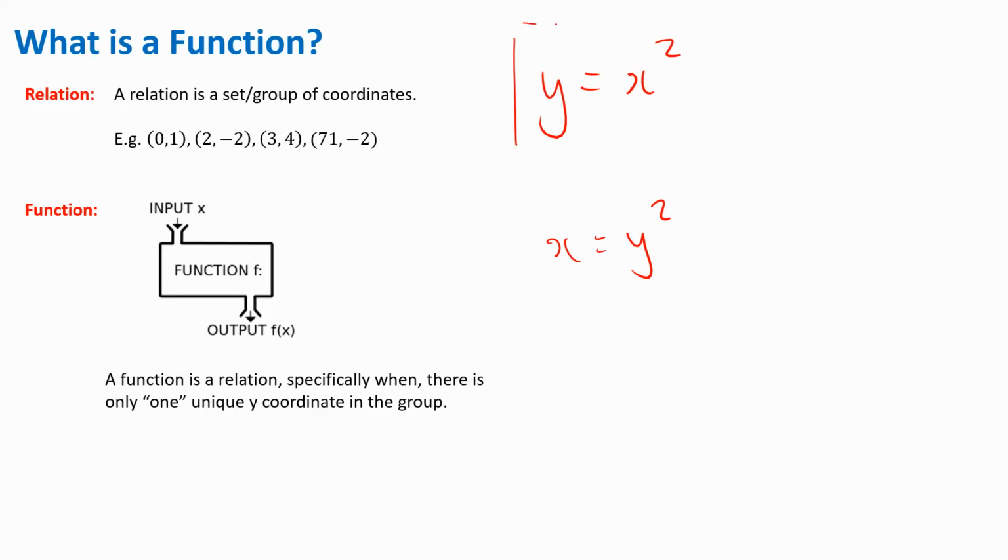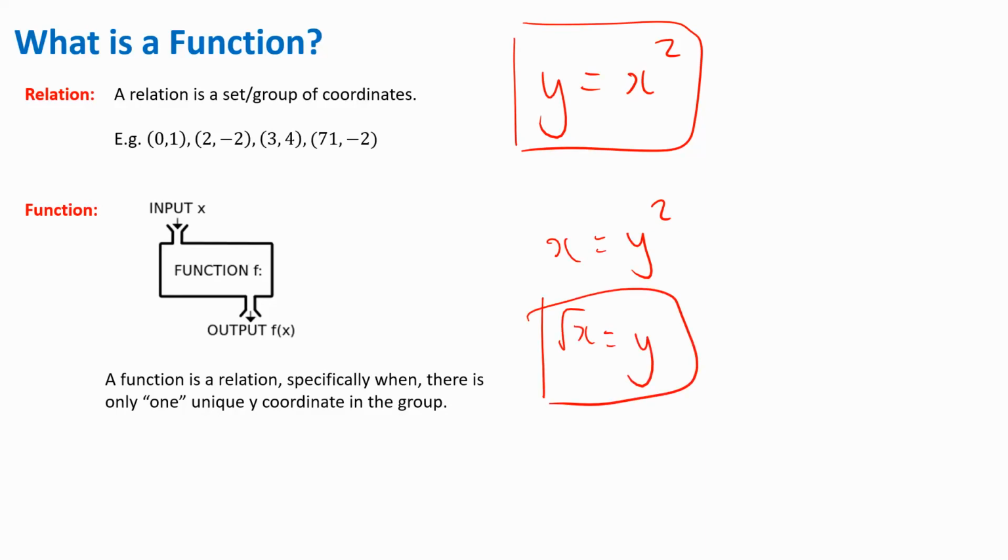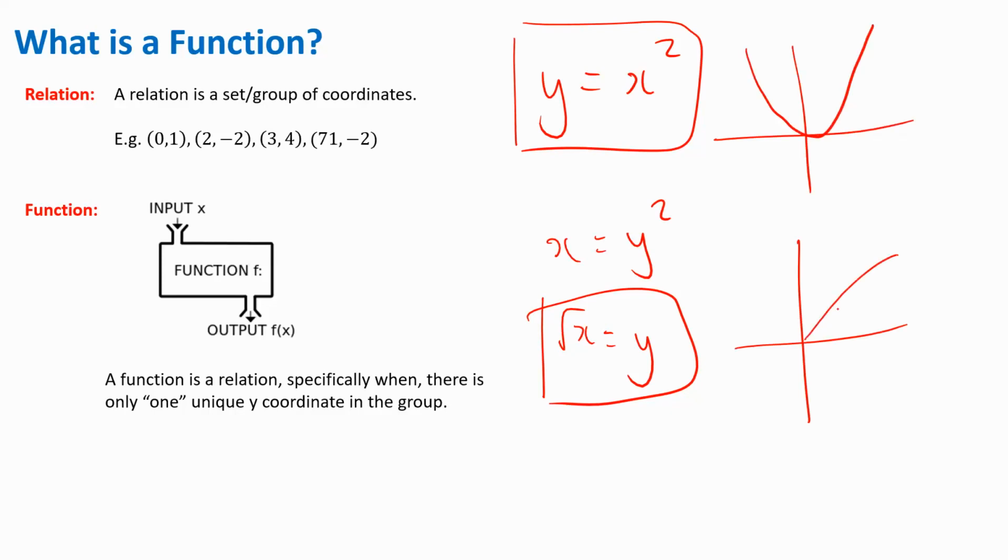Now, this is the original function. The inverse function is when you get rid of the squared, this now becomes root x. This is your inverse function. So how do you get your inverse function? Switch the x and y's and solve for y, get root x. Now, if you actually sketch the graph, this is what this looks like. If you sketch this, it actually looks like this.